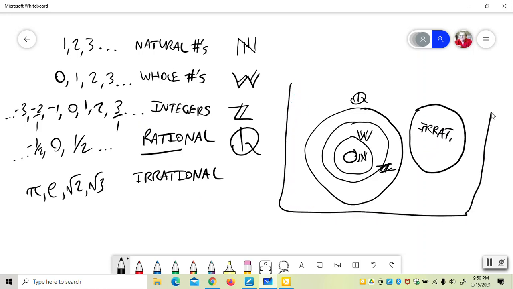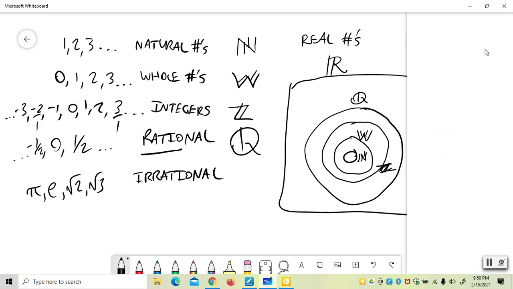And all of these put together are what we call real numbers, and we use the double-backed R to symbolize that. So you have natural numbers nested inside whole numbers, nested inside integers, nested inside rational numbers, with irrationals over to the side, not interacting with them, and all of them are in the set we call real numbers. All right.